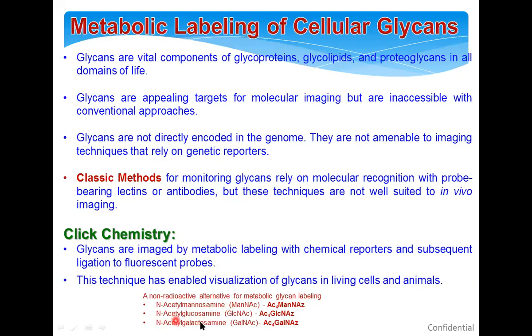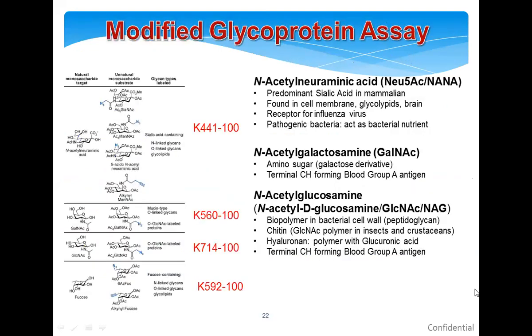N-acetyl mannosamine, N-acetyl glucosamine, or N-acetyl galactosamine. So what's the analog we are using? These are the different kits, like K441. This is for detection of N-linked glycosylation of cell surface proteins.